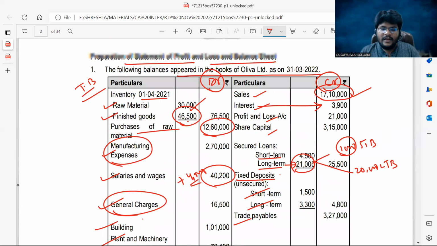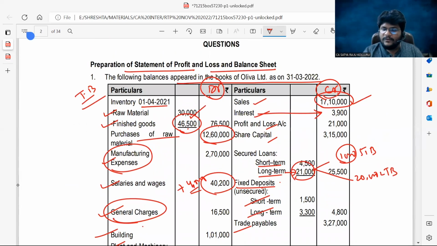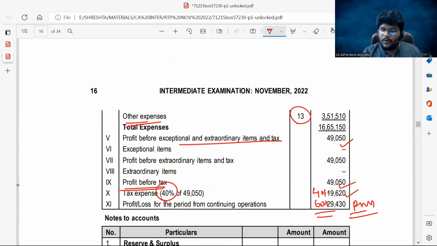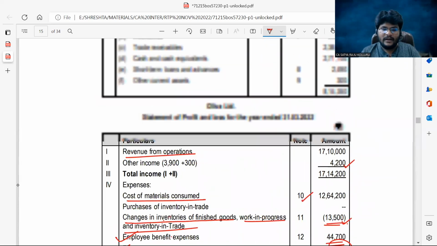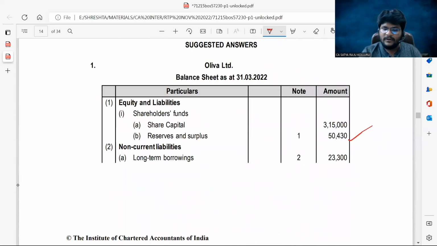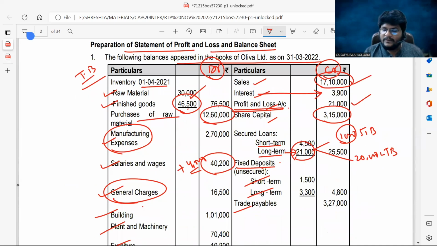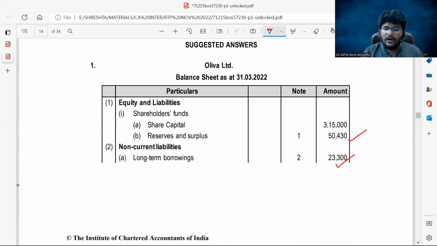Then come to the balance sheet, guys. Under the balance sheet, we'll start with share capital. Share capital was directly given. Under reserves and surplus, only one item will come. There are no other reserves. Only surplus is there. Accumulated profits 21,000 plus current year profit 29,430. If you add both, 50,430 is the reserves and surplus balance. Next, long-term borrowings, guys. Here 21,000. Out of 21,000, we reduced 1,000 as a current maturity of the long-term debt. That's why 20,000 plus under fixed deposit 3,300, total 23,300. That is about the long-term borrowings.